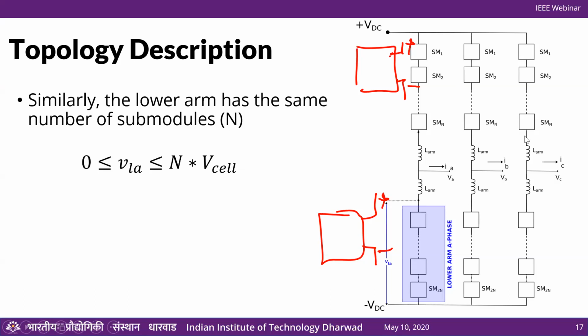The arm is also included, yes, sorry, clarification. The arm should consist of all of this. So the arm consists of the arm inductor also.